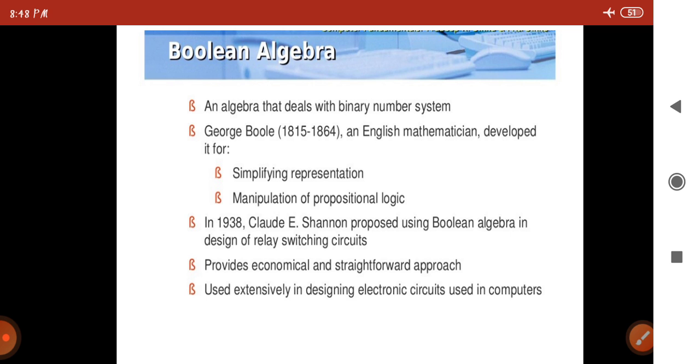In 1938, Claude Shannon proposed using Boolean algebra in the design of relay switching circuits, providing an economical and straightforward approach used extensively in designing the electronic circuits used in computers. These are the logic gates. The computer will understand only binary numbers. That's why this logical expression can be used in computers.